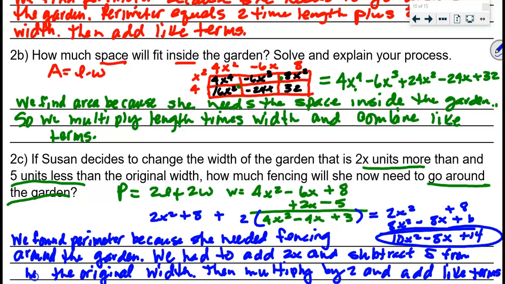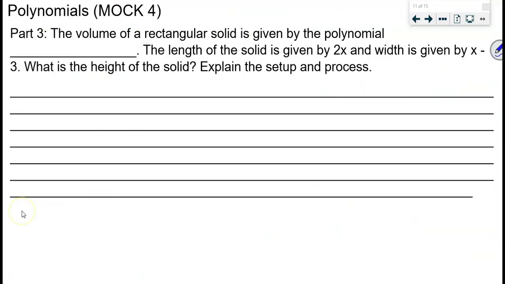Okay, there we go. So part 3 here says the volume of a rectangular solid is given by a polynomial, and I'm going to put length times width times height because that's what volume is. The length of the solid is given by 2x, and the width is given by x minus, ooh, it's covered up. What was it? X minus 3, y'all. I don't know where that went, but somewhere. So what is the height of the solid? Explain the setup in the process.